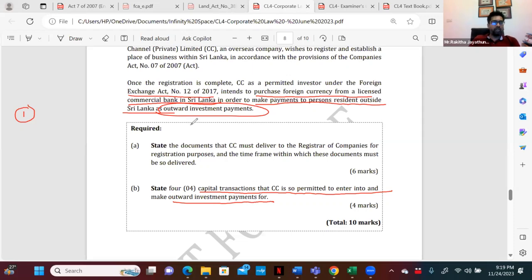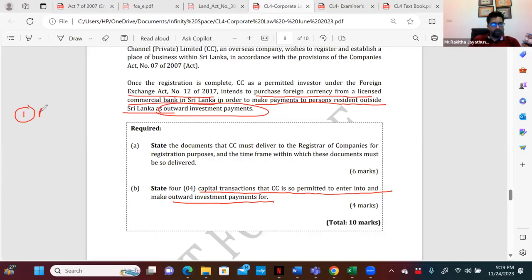Extremely negligent on your part, which you should make actually. So it's outward investment payments. What are the outward investment payments? There are several, but they have asked only 4. What are they? To acquire.